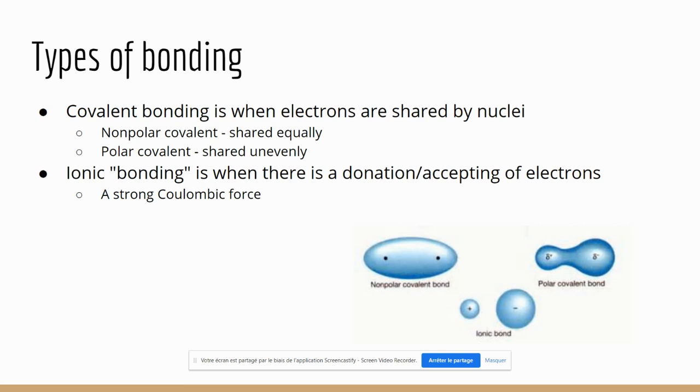Within covalent bonding, you can have things that are completely nonpolar covalent. That would be the top left image, where the electrons are shared equally between two different atoms. And then there's polar covalent. Polar covalent is still covalent, but it has some ionic character. When I say ionic character, what that means is a portion of that molecule has a partial positive charge and a portion has a partial negative charge.